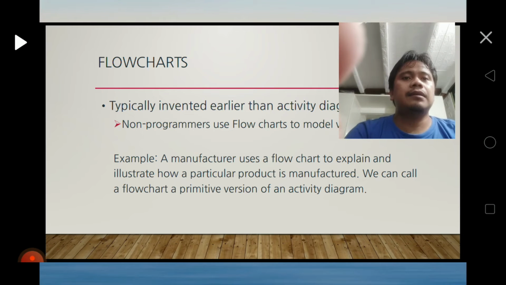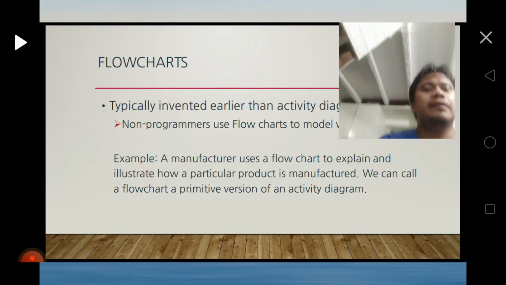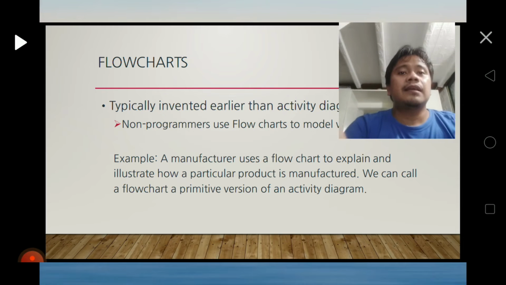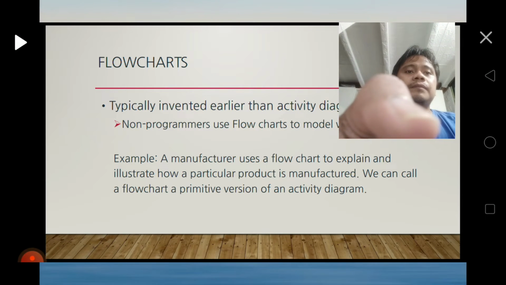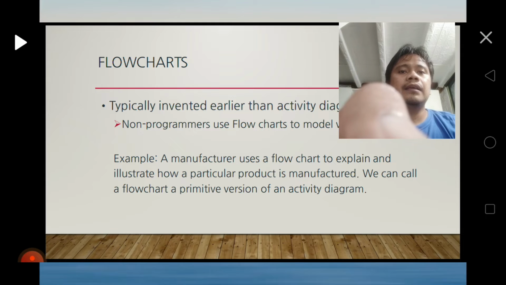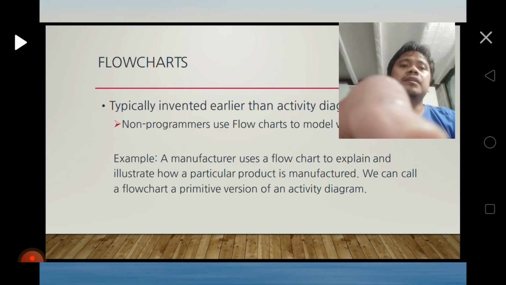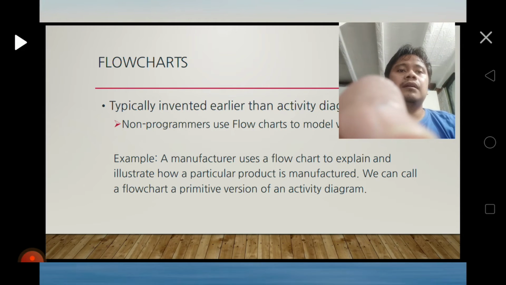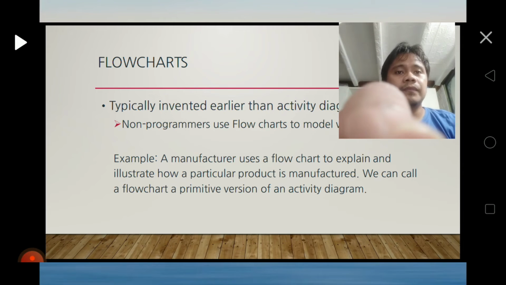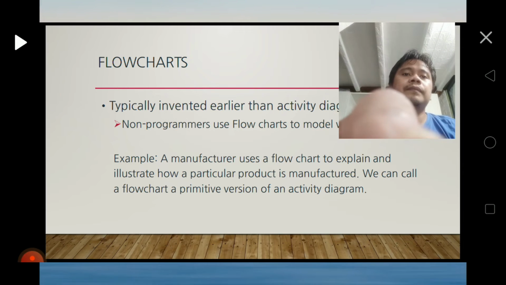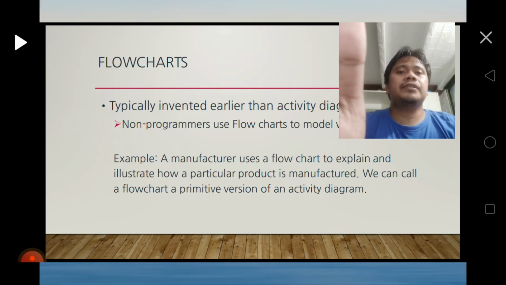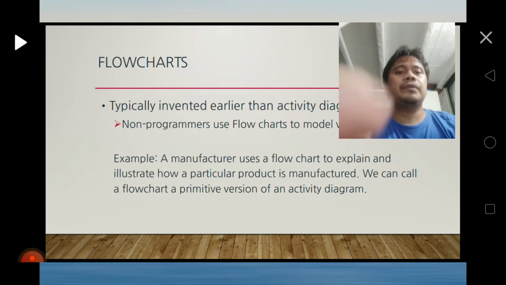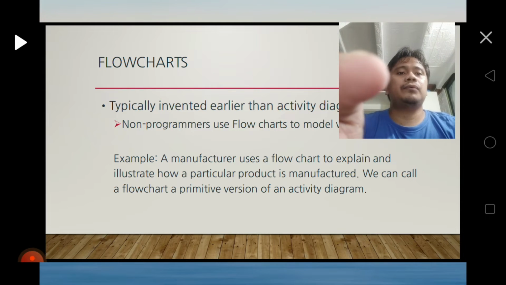The flowchart is a primitive version of the activity diagram. Business processes where decision making is involved are expressed using a flowchart. Programmers use activity diagrams, the so-called advanced version of the flowchart, to depict a workflow.